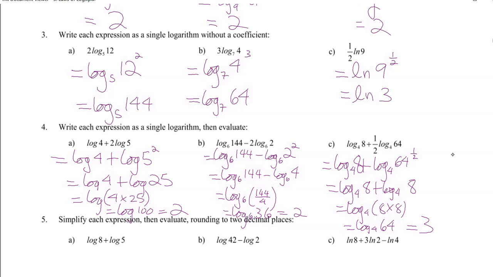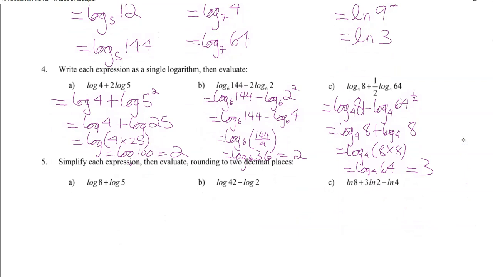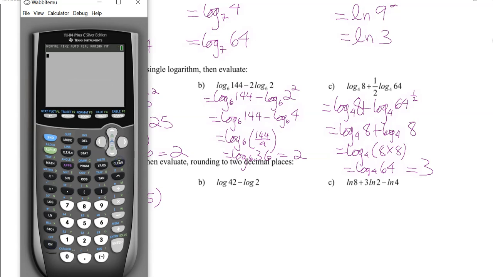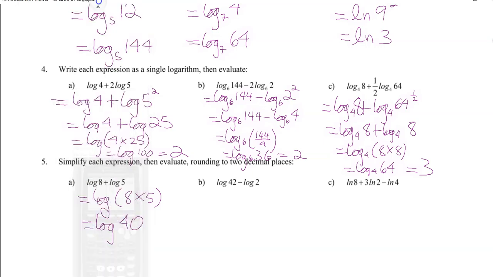Simplify each expression, then evaluate rounding to 2 decimals. So you notice these are going to be base 10 logs or ln, right? Because those are the keys we have on the calculator. So right now, what are we going to do? Well, instead of going log 8 plus log 5, we're going to do the log of 8 times 5, which is the log of 40, which is, log 40, 1.60. There's rounding to 2 decimal places, right?